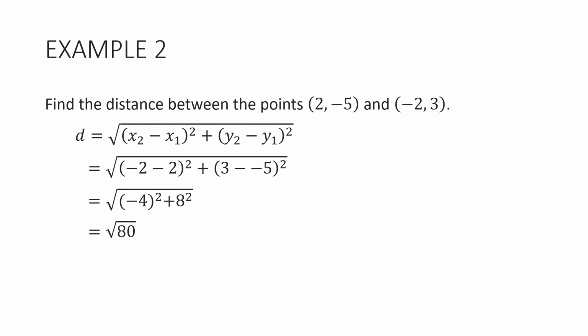Now, if we're asked to leave it in exact form, we would then reduce that down. 16 goes into 80, so I take that out, I've got 4√5. So that's in simplest surd form. If I'm asked to give an approximation, I put it in the calculator. It's approximately equal to 8.94.